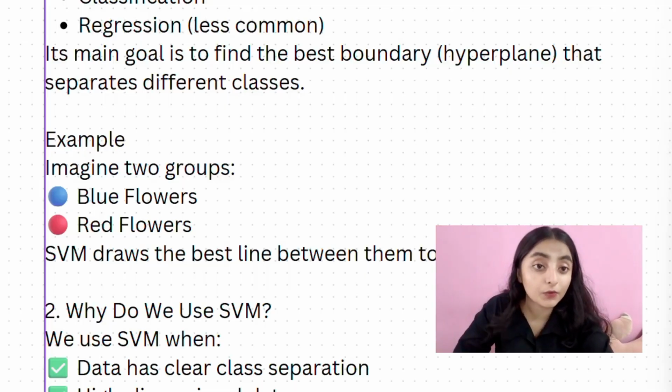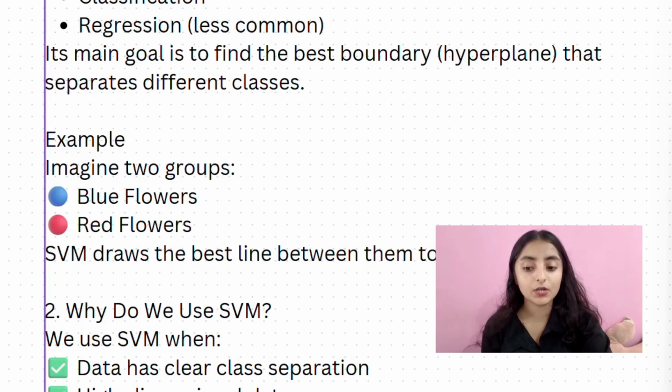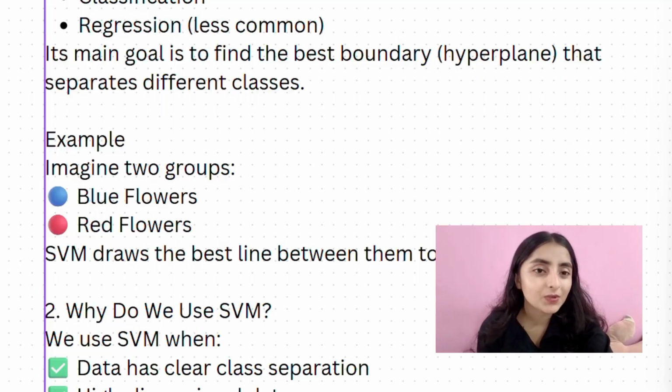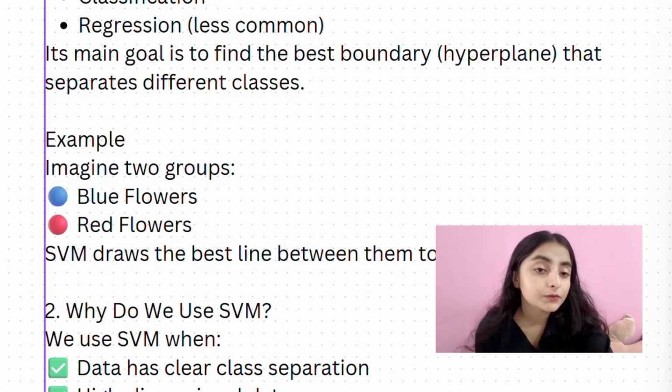So why do we use support vector machine? We have to understand why we use it. Data has clear class separation. If you use separate classes, it means the data has clear-cut separation, right? We can understand what is class A, class B. With separation, you can understand easily: okay, this class A belongs to this one, this class B belongs to this one, like that.